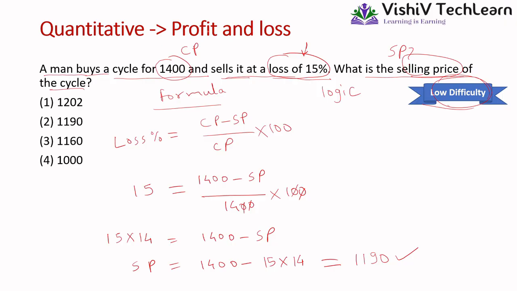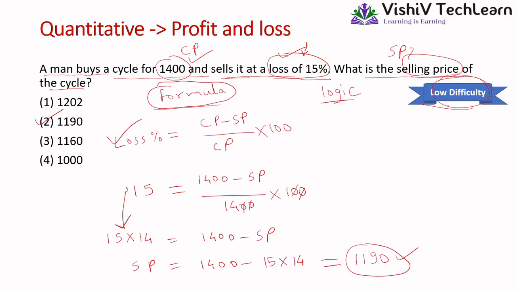So this is how we got the answer, the second option, as correct. This was the traditional way, using the formula. We have written the given data and we have used the formula to get the answer. Okay, so we got the final answer, 1190.